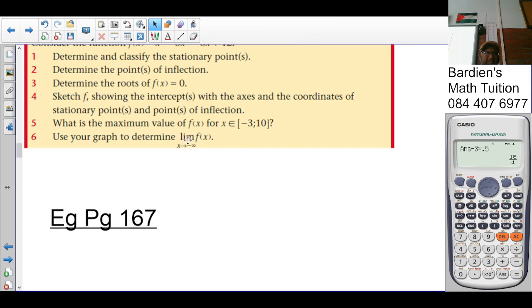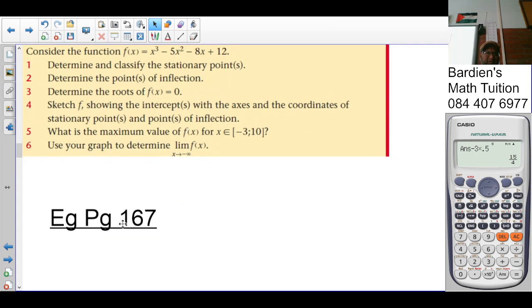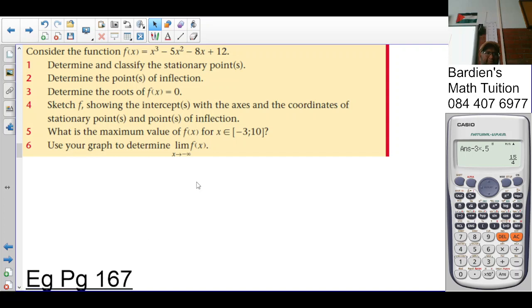Right, so we're considering the function f of x equals x cubed minus 5x squared minus 8x plus 12. The question says, determine and classify the stationary points. Okay. People, what are stationary points? Stationary points are our turning points. Not so? How did we work out the stationary points? How do you think we will work out the stationary points? It is the first derivative, and I set it equal to 0.